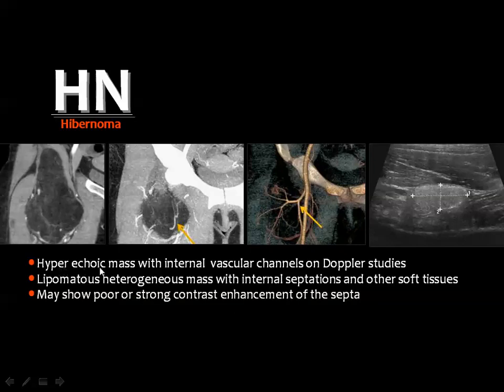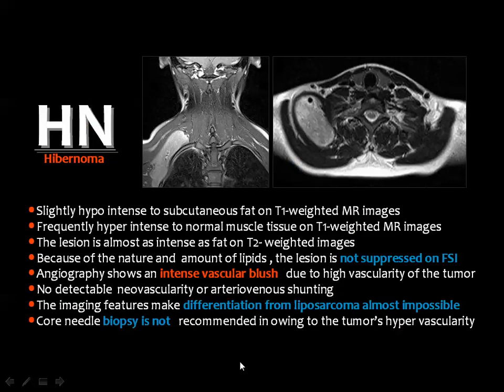The lesion is hyperechoic with internal vascular channels. Most of the, about 40% of lipomas will appear hyperechoic. And lipoma will show some septations and other soft tissues. It's accepted also in the simple lipoma, and hibernoma may show poor or strong contrast enhancement, but lipoma do not show contrast enhancement. Then this is slightly hypointense to the subcutaneous fat on T1 weighted image. You know, the simple lipoma is almost of isointense signal to the subcutaneous fat.